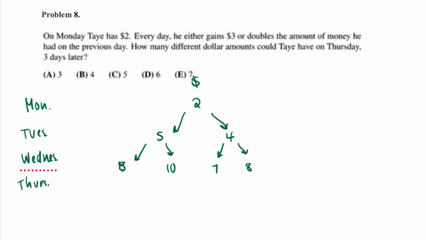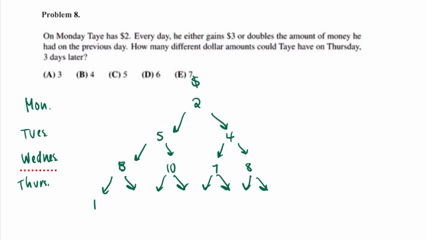Finally, for Thursday, you'll get 1, 2, 3, 4, 5, 6, 7, 8 different ways. But we can't say the answer is 8 because there might be some overlap between the dollar amounts that Tay could have on Thursday, because we could repeat the same dollar amount several times. So we have to calculate them out.